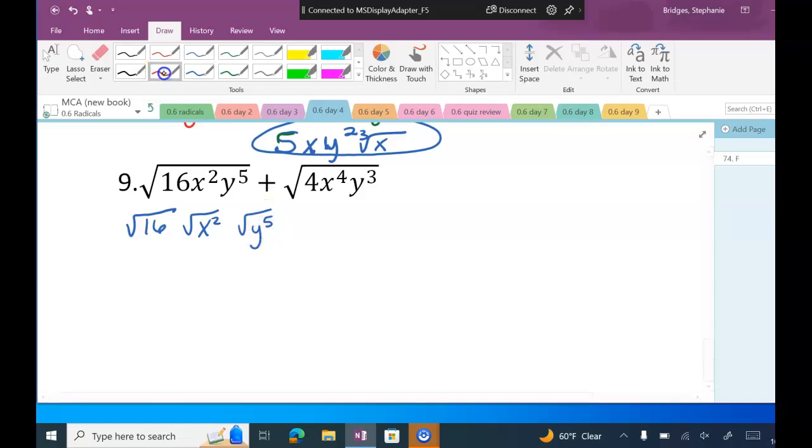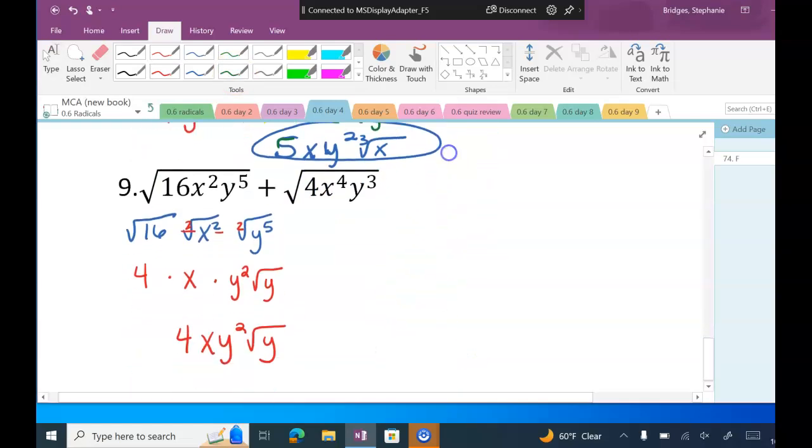All right, is 16 a perfect square? Yes, okay, so that's 4. And then for the x, 2 fits into 2 how many times? 1. Any leftovers? No. Okay. And then for the y, 2 fits into 5 how many times? Twice, with how many leftovers? 1. So if I put all that together, I get 4xy squared times the square root of y. Does everybody agree with that? Okay.